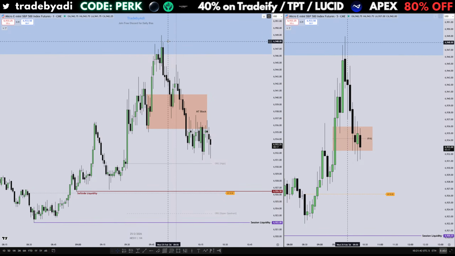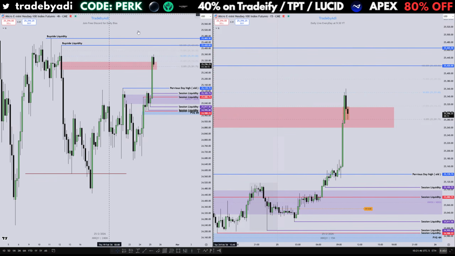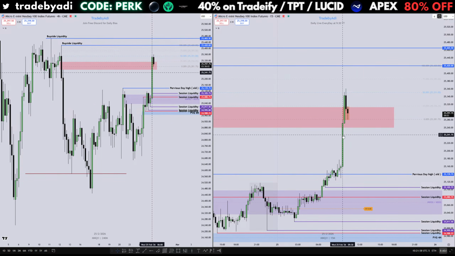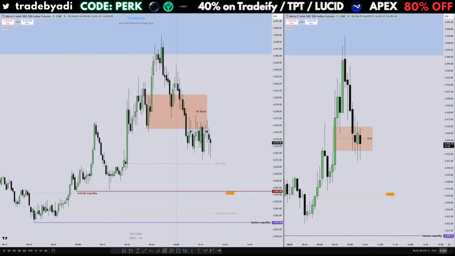Yeah, the Nasdaq is a high resistance because it really goes to the buy side liquidity. We may have the reversal in PM maybe, but right now I don't expect anything on Nasdaq.